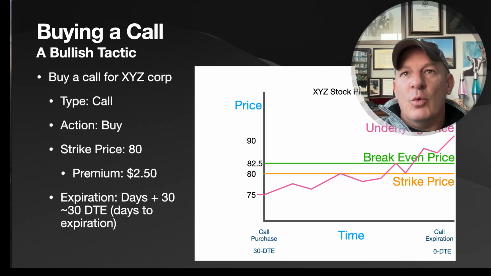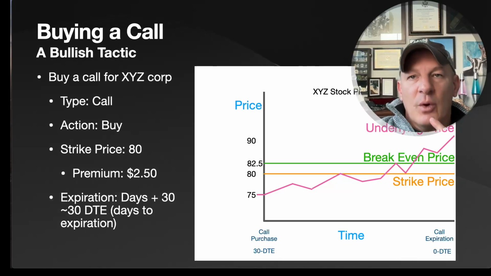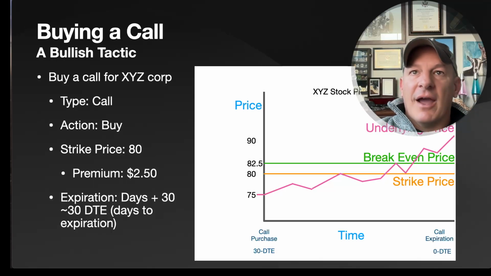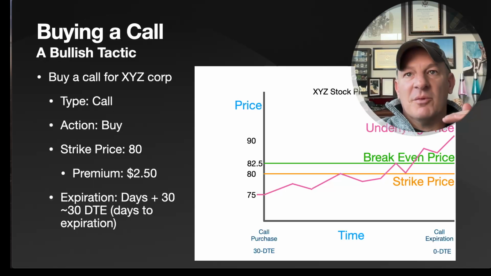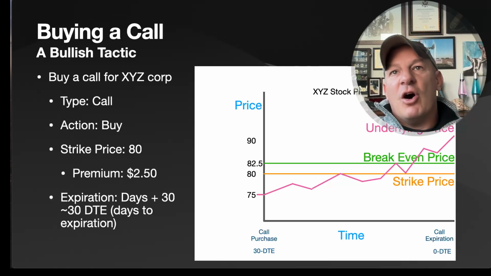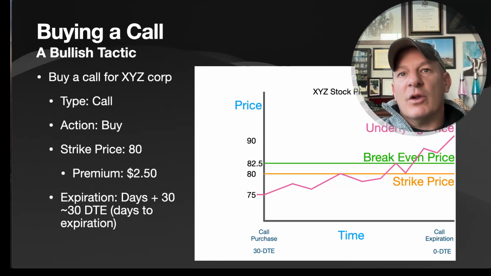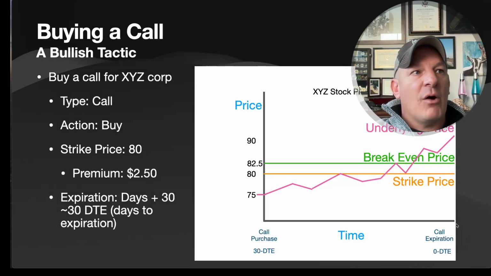So I think when you visualize it this way, it makes a lot more sense, just where that break-even is, where that strike price is, what the underlying is with respect to the profit, and then moving it along that time axis is really critical for understanding how options work.